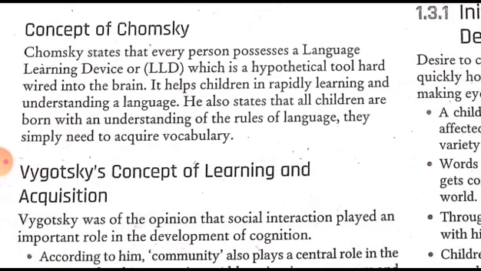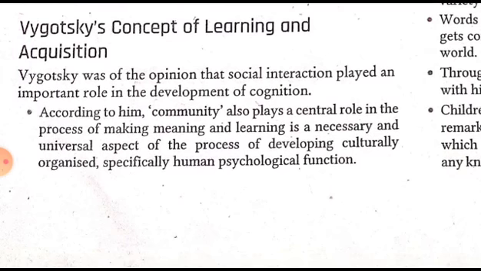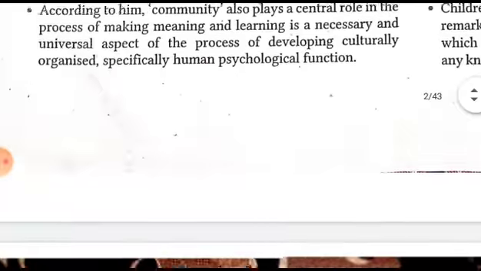Vygotsky's concept of learning and acquisition. Vygotsky was of the opinion that social interaction played an important role in the development of cognition. According to him, community also plays a central role in the process of making meaning, and learning is a necessary and universal aspect of the process of developing culturally organized, specifically human psychological function.